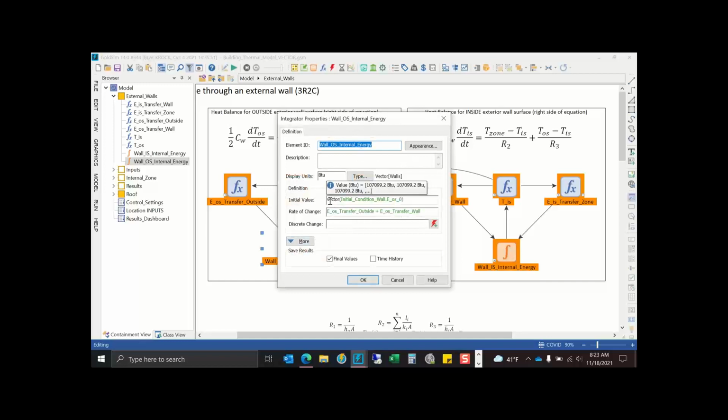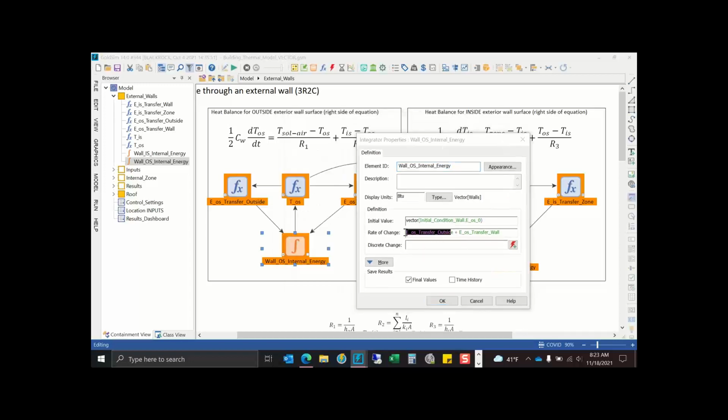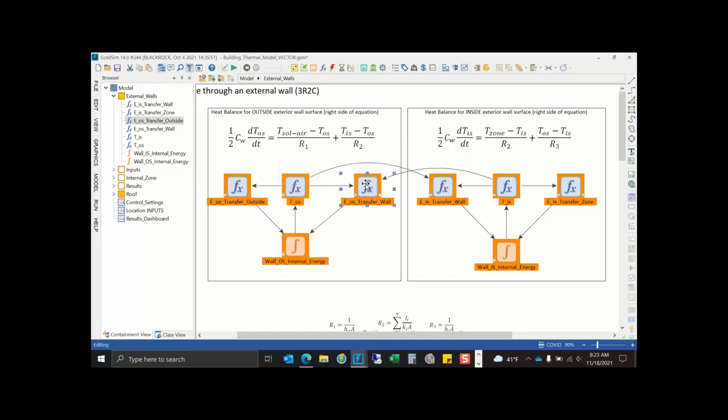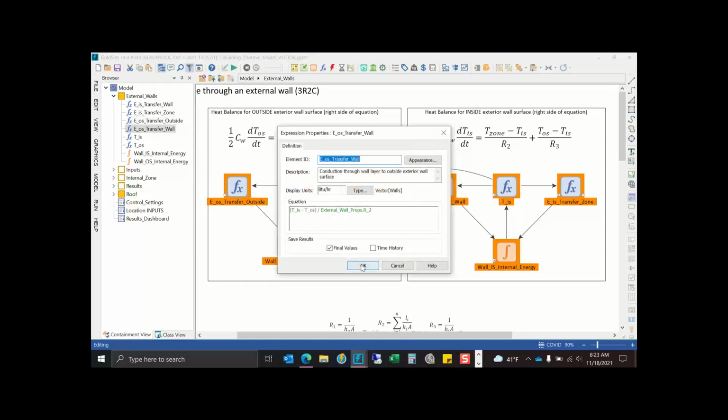So we have the initial energy of the wall, which is indicated by an initial temperature times its thermal properties and geometry. And so that's the initial energy. And then the heat leaving this wall is the energy going to the outside and the energy going to the inside surface. The outside is the convection and the inside is conduction.